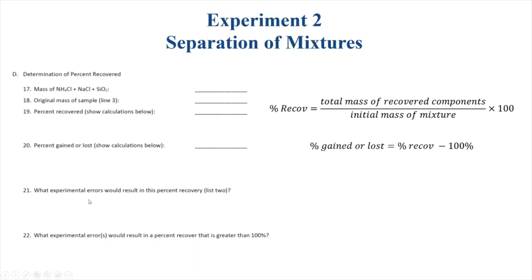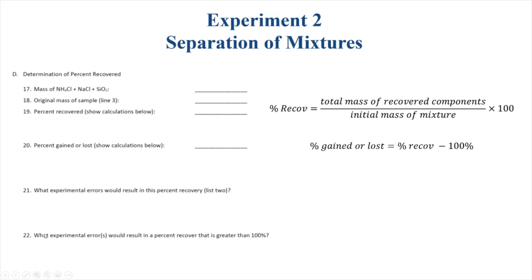I want you guys to think about where along the experiment the student might have made a mistake that could have caused this. So give me 2 places in the experiment where a student might have made a mistake. What would have been the mistake? And then how would this have thrown off the final result so that we didn't get back 100% of the material?